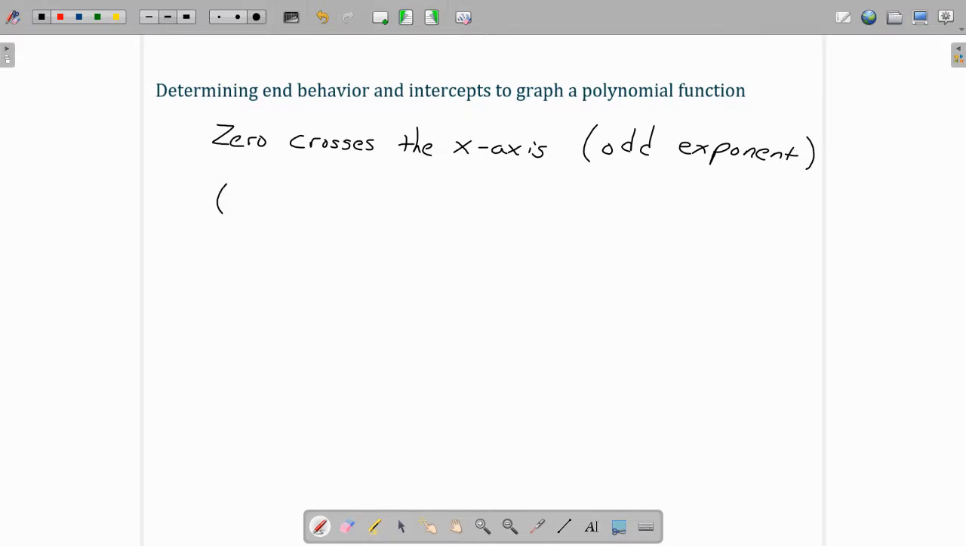So, for example, if you have x minus 1 to the first power, which we don't normally write the 1, if we have x minus 2 to the third power, or x plus 4 to the fifth power. Okay, so these zeros, x equals 1, 2, and negative 4, all go through the x-axis.